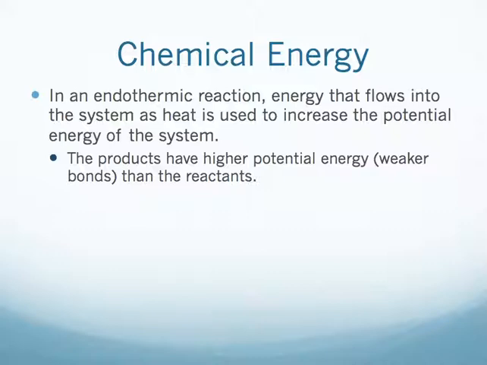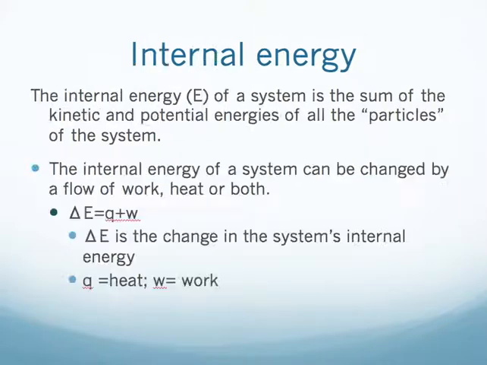Now for an endothermic, and this will be wrapping this up. In an endothermic reaction, energy flows into the system as heat and is used to increase the potential energy of the system. So therefore, the products have a higher potential energy and weaker bonds than the reactants do. So complete opposite of what we saw before. And of course, this can be quantified.